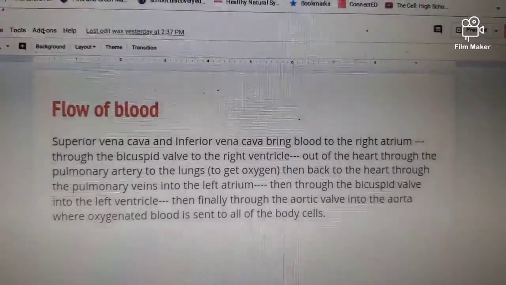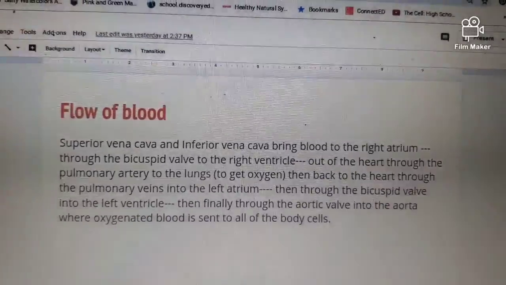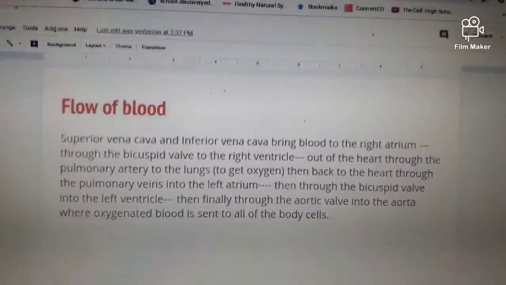Sometimes the blood doesn't flow in one direction, and it makes a lub-swoosh-dub sound, and this is known as a heart murmur.